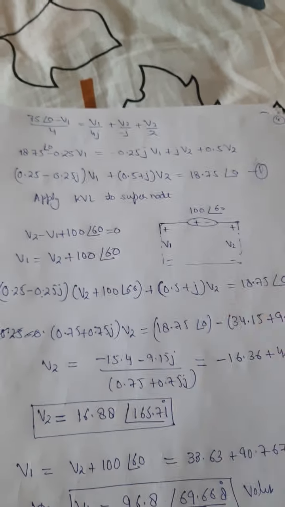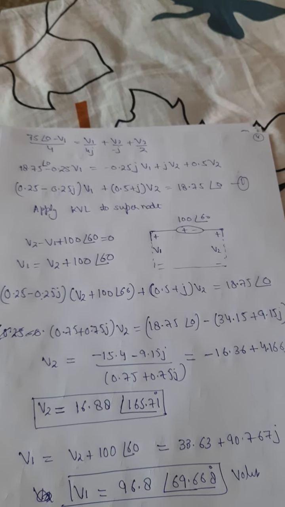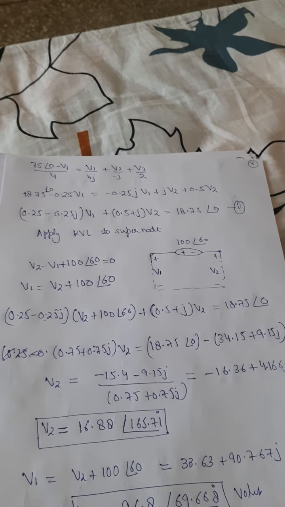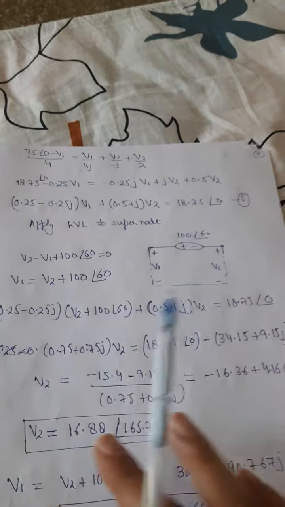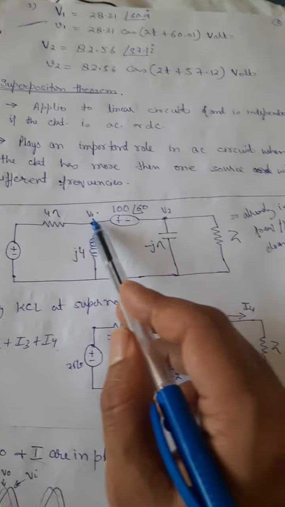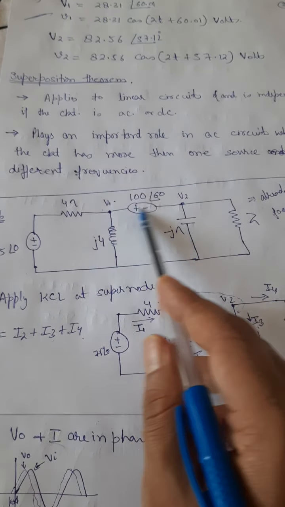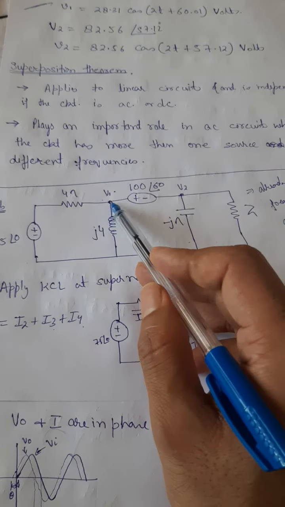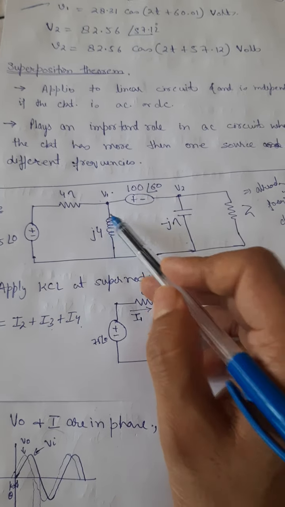So now you know that a supernode requires application of both KCL and KVL. So I applied KCL. Now we will apply KVL to this supernode. So this is the circuit. This is the supernode circuit. This circuit forms a supernode. So what is the drop across this capacitor? It is V2. What is the drop across this inductor? It is nothing but V1.